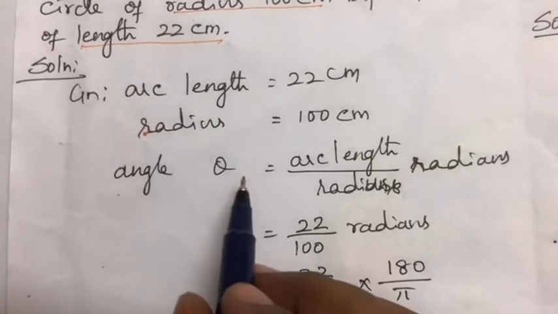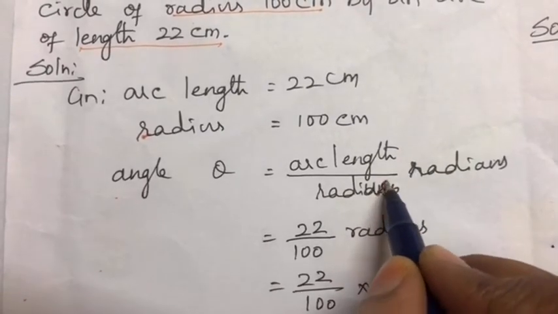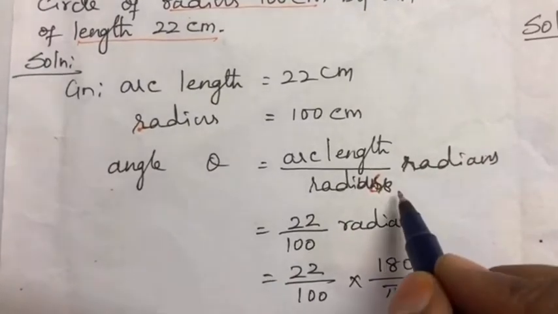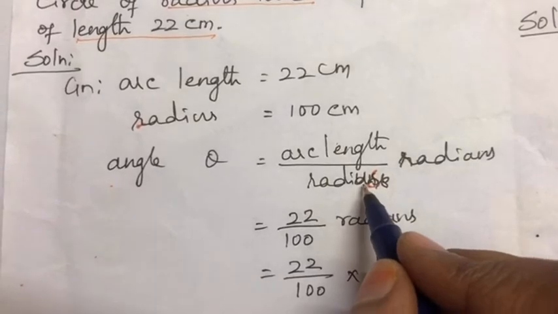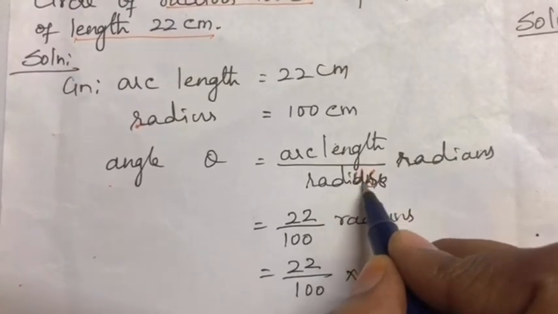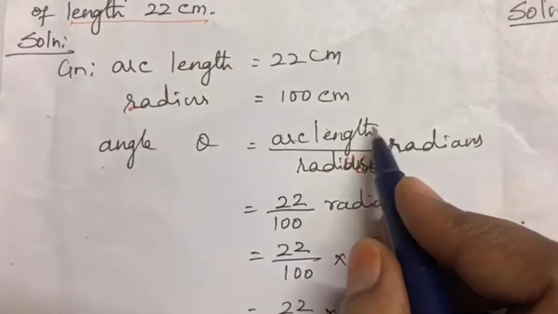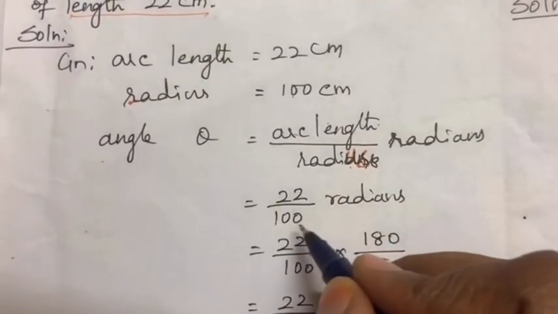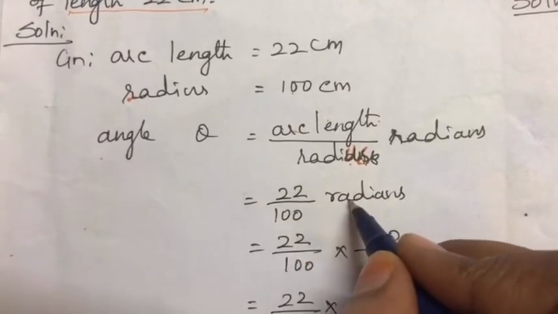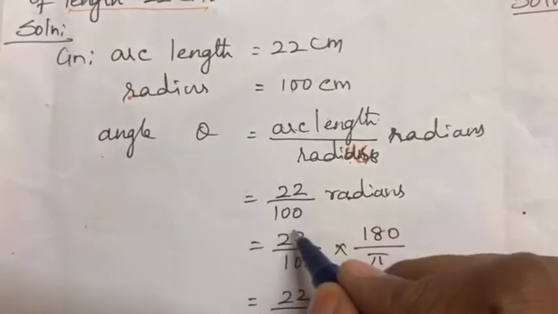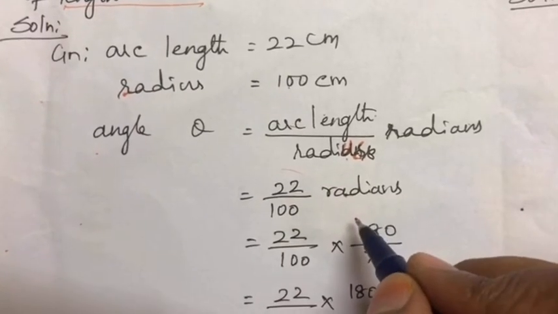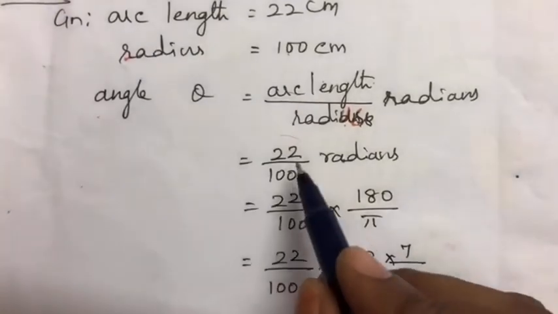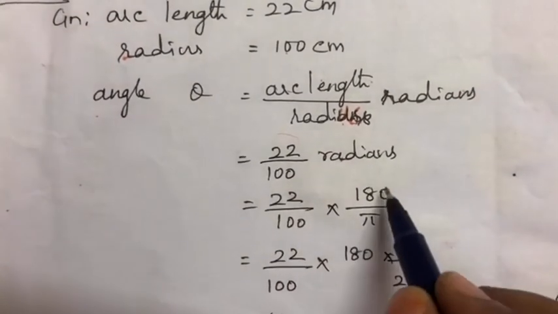So, angle theta is equal to arc length divided by radius, measured in radians. So, arc length is 22 centimeter divided by radius 100. So 22 divided by 100 radians. To convert this angle from radian measure into degrees, we have to multiply it with 180 by pi. So 22 by 100 into 180 by pi.